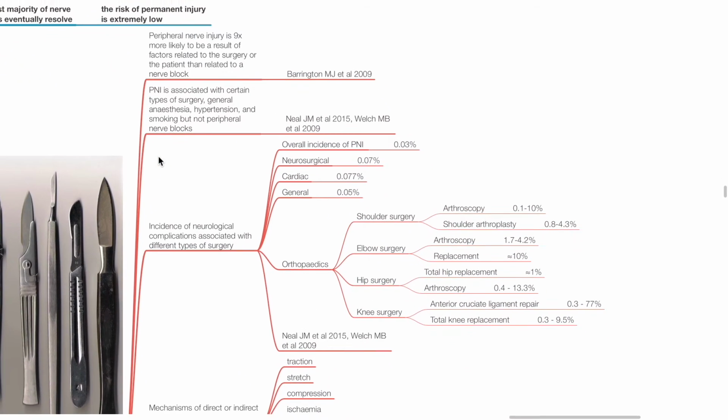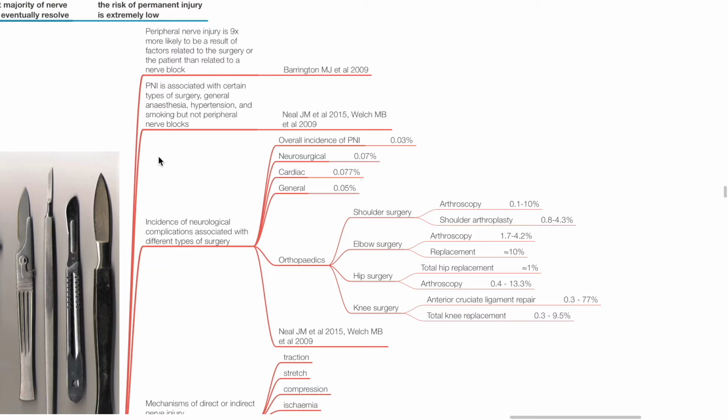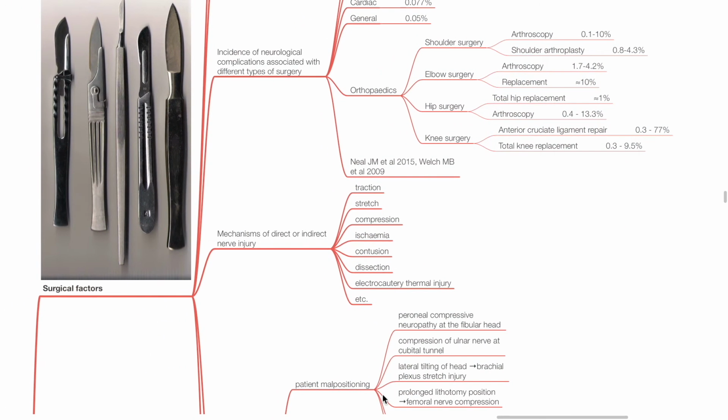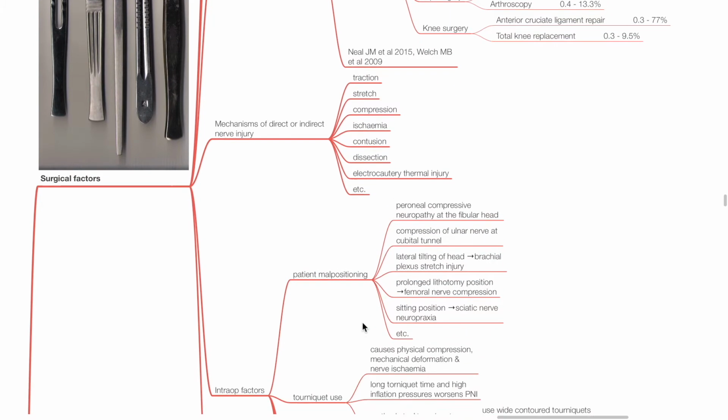Incidence of neurological complications associated with different types of surgery. Overall incidence of PNI, 0.03%. Neurosurgical surgery, 0.07%. Cardiac surgery, 0.077%, general surgery 0.05%, orthopedic surgery depends on the type of surgery and ranges from 0.1% to 77%. Mechanisms of direct or indirect nerve injury include traction, stretch, compression, ischemia, contusion, dissection, electrocautery thermal injury, etc.